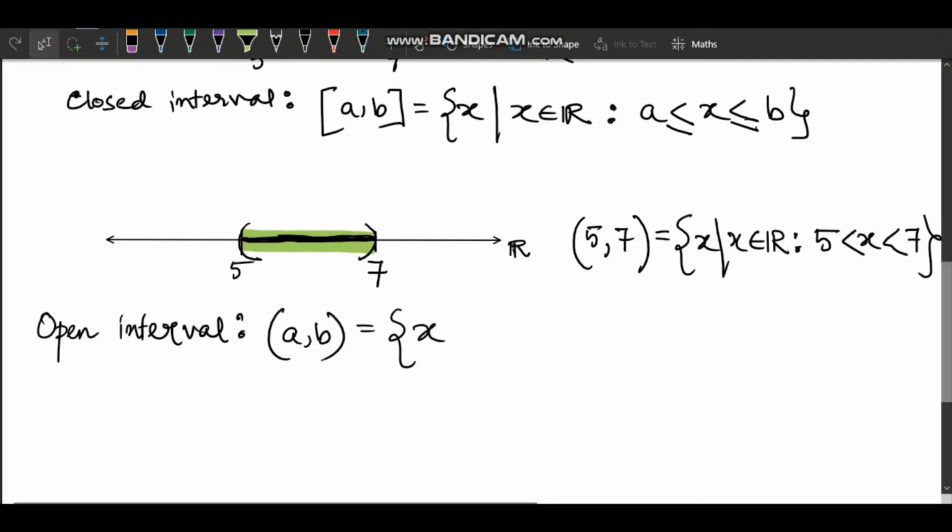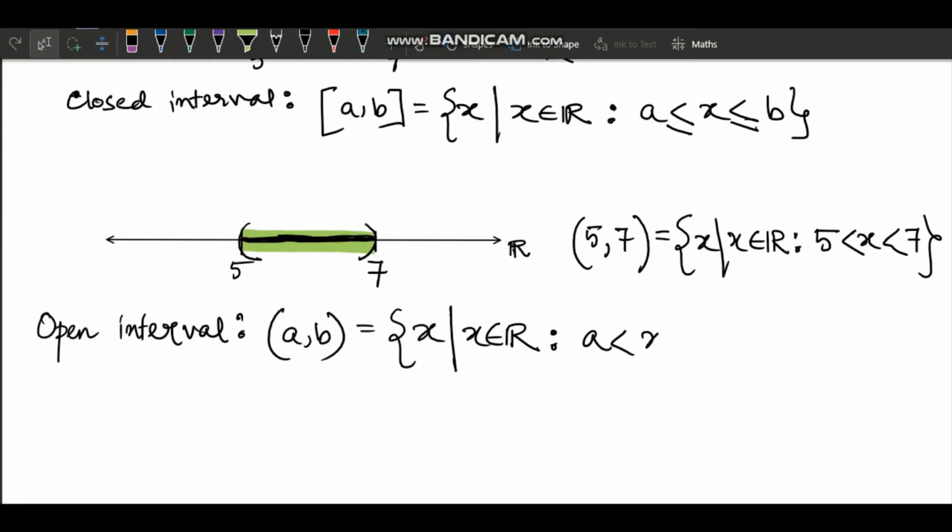A is less than b. This is the set of all numbers which are greater than a and less than b. So obviously these are strict inequalities. There is no question of equality. Okay, x cannot be equal to a and x cannot be equal to b. It is just all those numbers which are in between a and b.